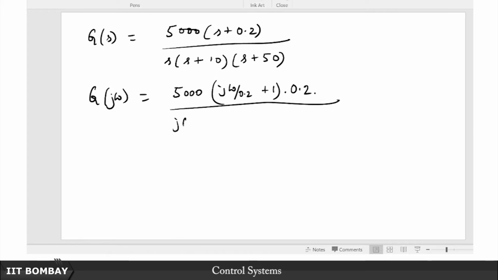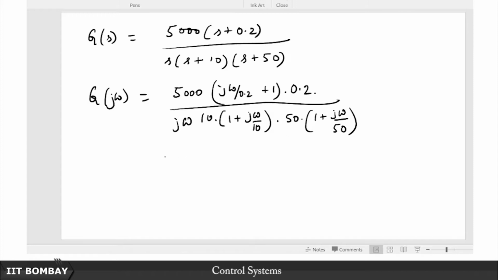Of course we have this j omega as it is, because it is an integrator, and then we have this 10 pulled out, and we have 1 plus j omega upon 10, and then we have the 50 pulled out, and we have 1 plus j omega upon 50. Now, having done that, we are in a position to see that this 10 into 50, that is 500, cancels out with this 5000 and gives us 10, and then this 10 multiplied with 0.2 gives us 2.